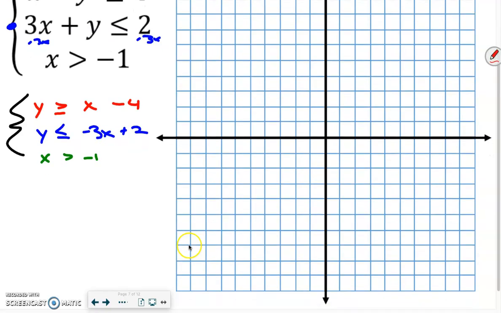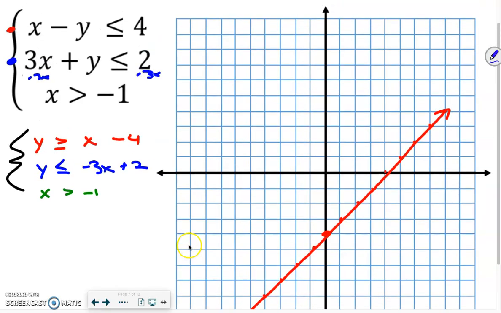The red one, the y-intercept is at -4, so down 1, 2, 3, 4. My slope is +1. What type of line am I about to draw, please? Solid line? All right, looks something like this. Once again, if you want to figure out the shading situation right now, please be my guest, but I'm going to wait till the end here.